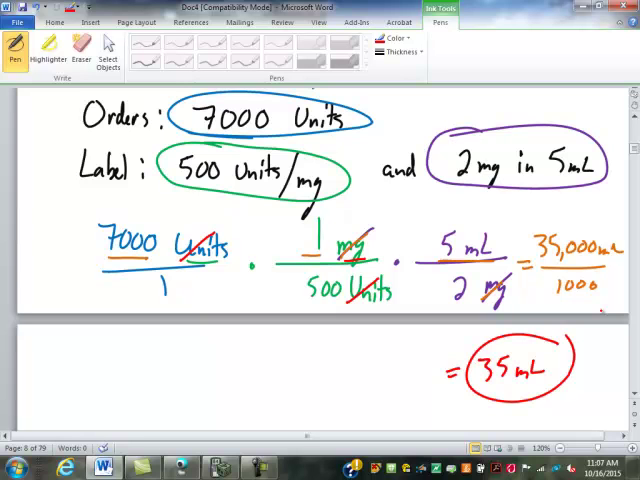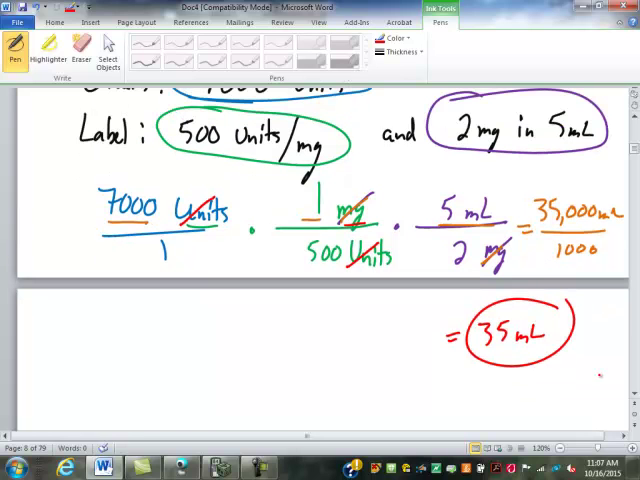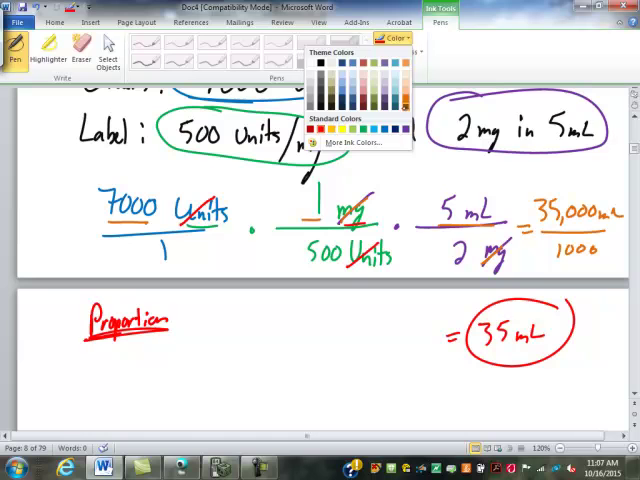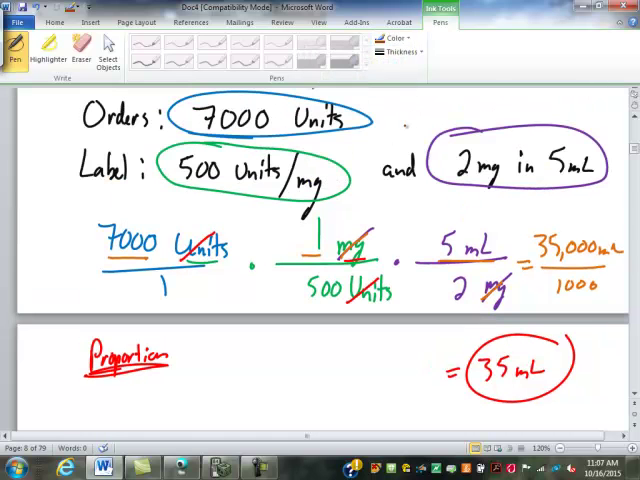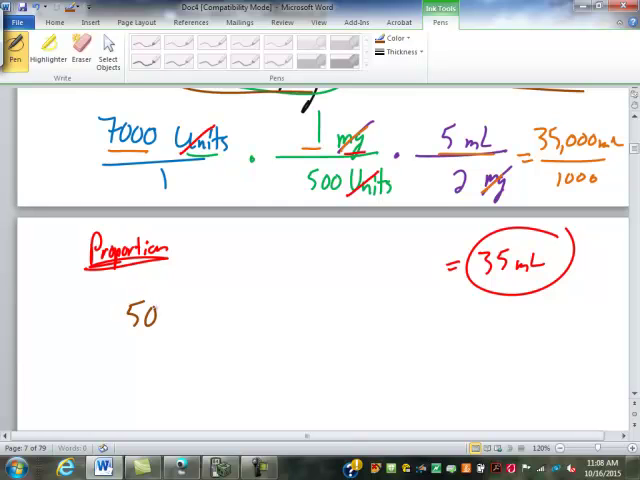So a two-step problem like this, I would always use the dimensional analysis. You could do it either way if you want to, and I'm going to show you how to do it with the proportion and with the dosage calculation formula right now. With the proportion, first step we have to do is figure out which of these labels with these concentrations we're going to use first. Well, our orders are in units, so we have to use the one that contains units. So it's 500 units per milligram. 500 units in 1 milligram.